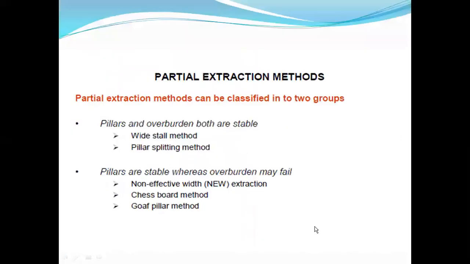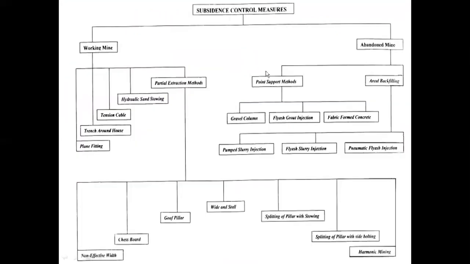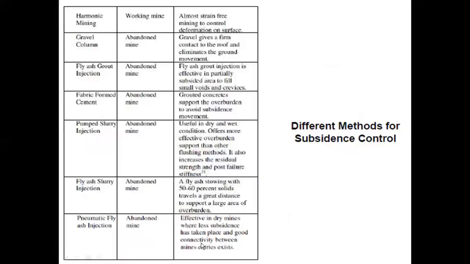Next, we'll discuss, on the right, some partial extraction methods. Look here. This is what I discussed. Partial extraction method, because it is more related to this. These are some vertical arrangements that we need to make on the surface, a trench around the house and the tension cable. Now coming to what is related to the mining activity, the partial extraction methods. So these things we need to take care of, and we are going to discuss them.